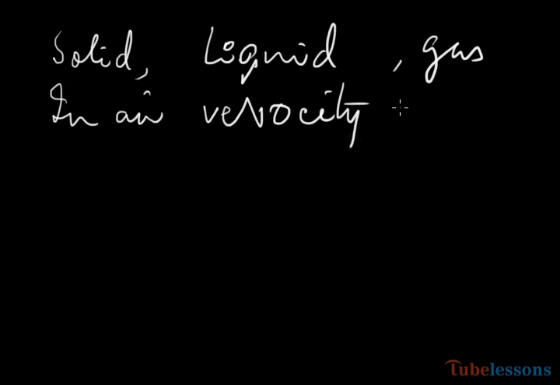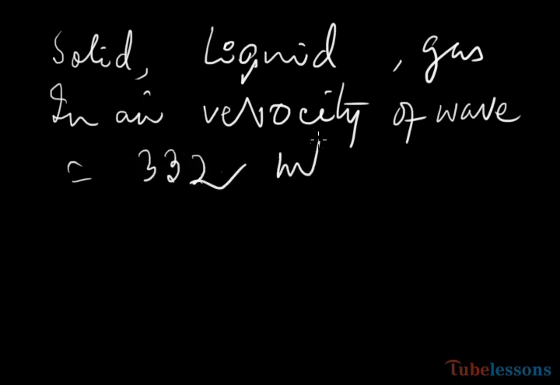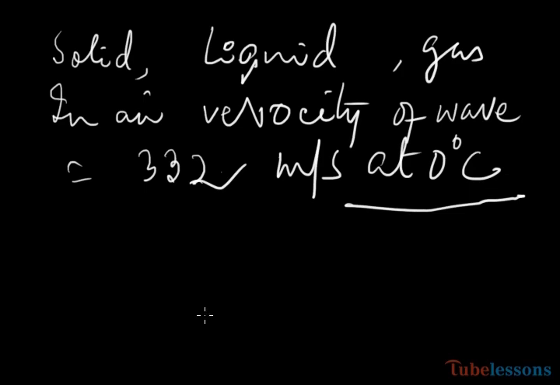velocity of wave is equal to 332 meters per second at 0 degrees Celsius. Underline C, 0 degrees Celsius. That is, wave velocity in air or in any gaseous medium depends on temperature. With the increment of temperature, the velocity of sound wave increases in a gaseous medium.